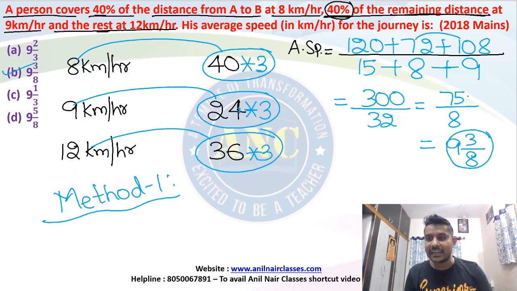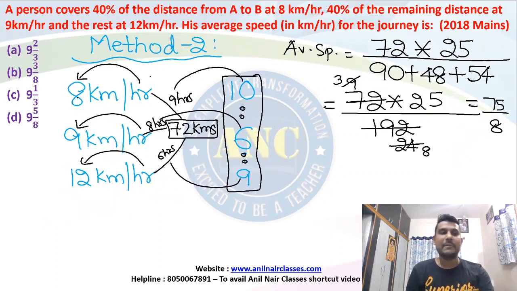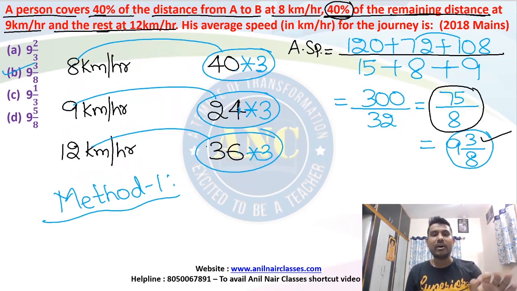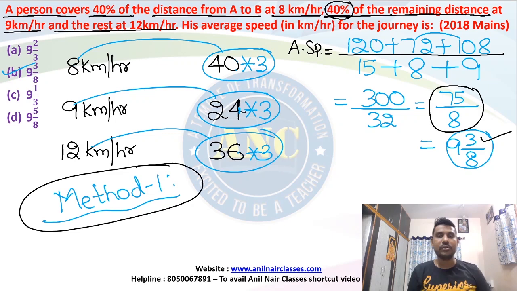That is exactly what you got in method 1 also, which I converted to a mixed fraction as 93 by 8 kilometers per hour. You use this method 1, whatever I have shown you on the screen right now. Beautiful method, in fact, which will avoid using fractions.